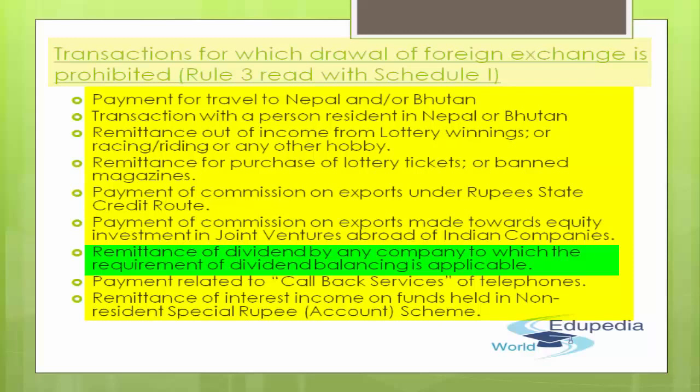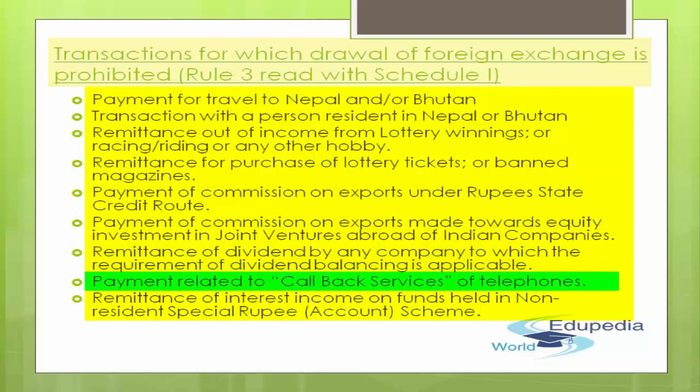So perfect. Now moving back to why the drawal of that particular foreign exchange is prohibited. So now coming back to the concept: remittance of dividend by any company to which the requirement of dividend balancing is applicable. Again, that is the same thing in this particular case. If it exceeds the amount of dividend balancing, then in that particular case, drawal of foreign exchange is prohibited. Many countries have this kind of restriction. Even India has that. They need to ensure that they are earning something while bringing the foreign direct investment into their country first of all, and only after that will they be able to provide the dividend amount back to them. So that was about this point.